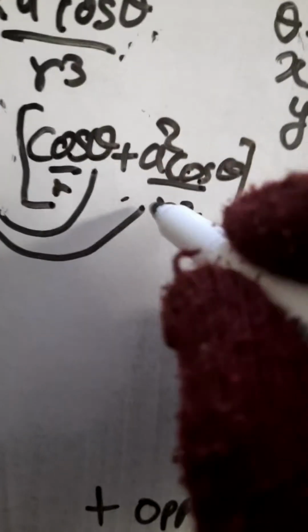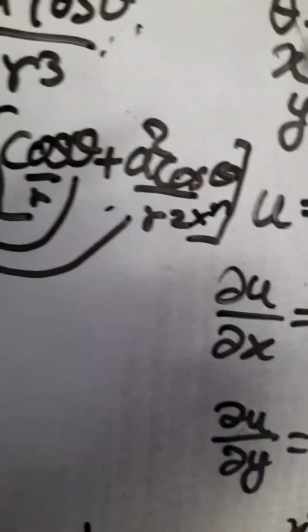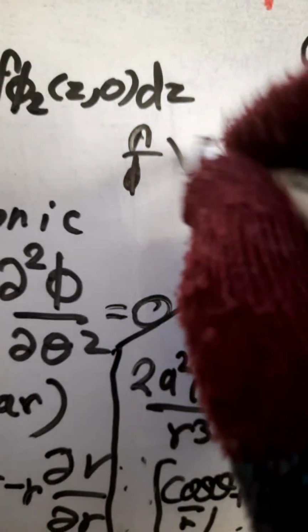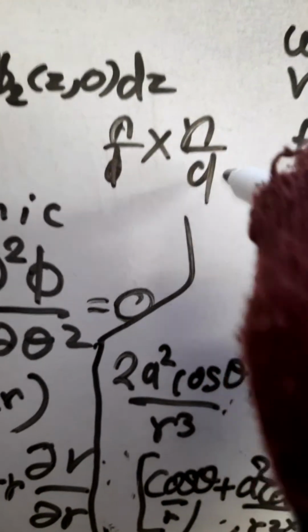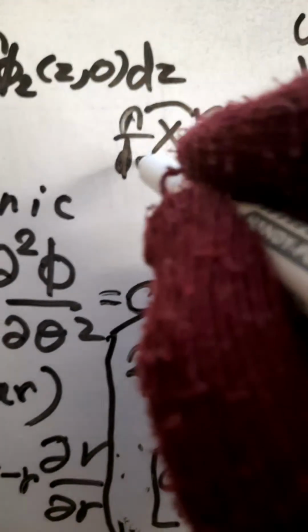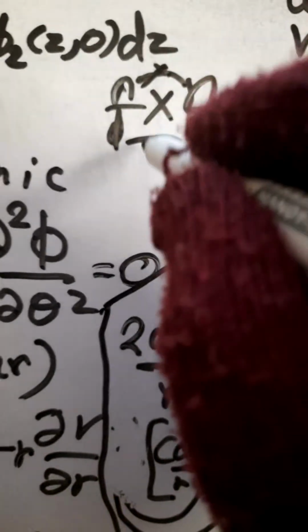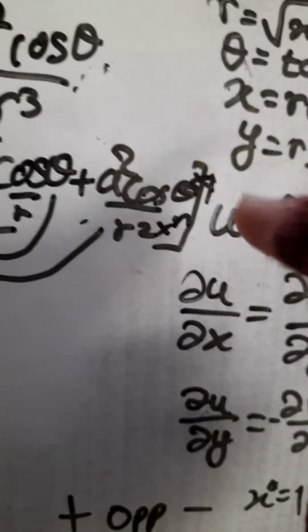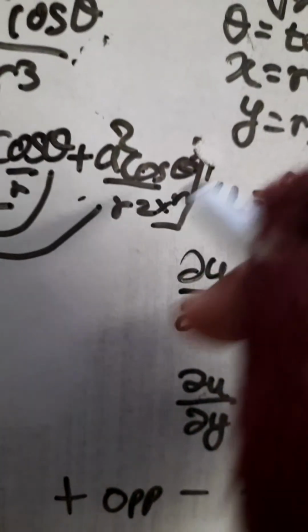I would erase this, and since it is 1 by r, so 1 by r means below this is r. So what did I say? A fraction is numerator by denominator. So when we multiply fractions, numerator by numerator is multiplied, denominator to denominator is multiplied. Simple. So if I multiply this by 1 by r, 1 into anything is itself, so it will be a square cos theta.